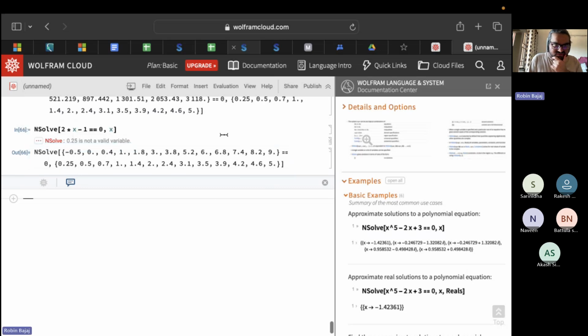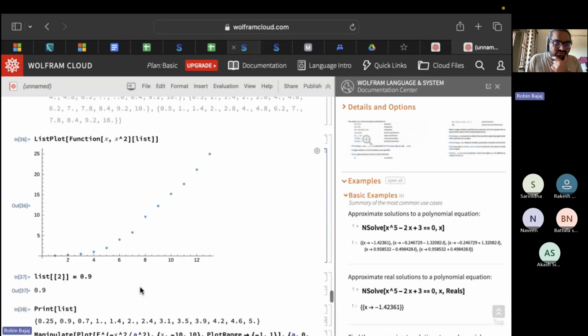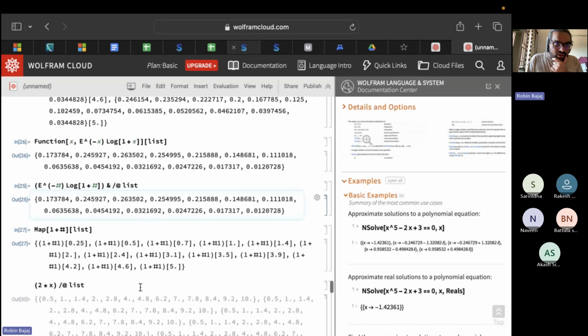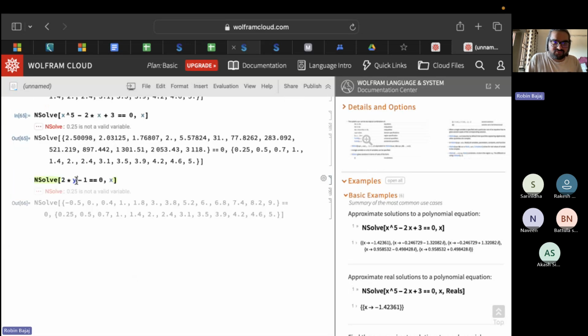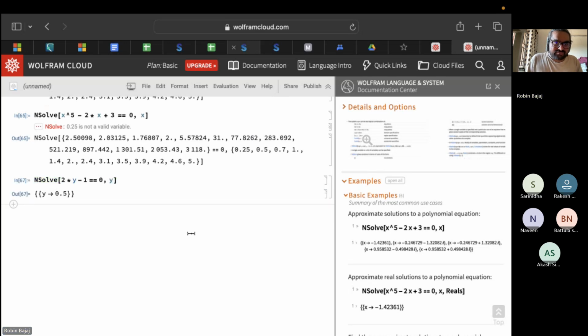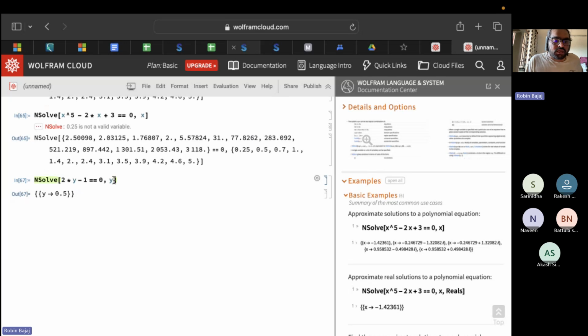That's very weird. See, that's the issue. I think we already defined the x somewhere. So let's change the variable. Maybe that's the issue. So I already defined a list with x before, so you have to be very careful. That's why it was not working. So I changed it to y, and it gave me this solution.